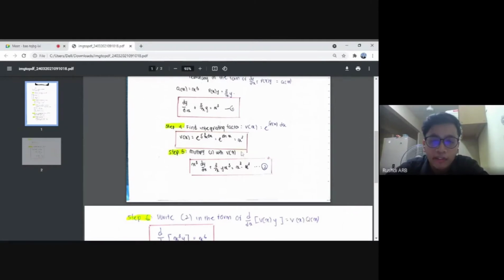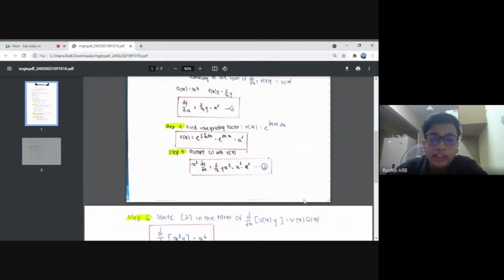And when we get v(x), we will move on to step number 5, which is multiply equation 1 with v(x). So we multiply v(x) with the equation number 1, and we will get x to the power of 3 dy over dx plus 3 over x y times x to the power of 3 equals x to the power of 3 times x to the power of 3.